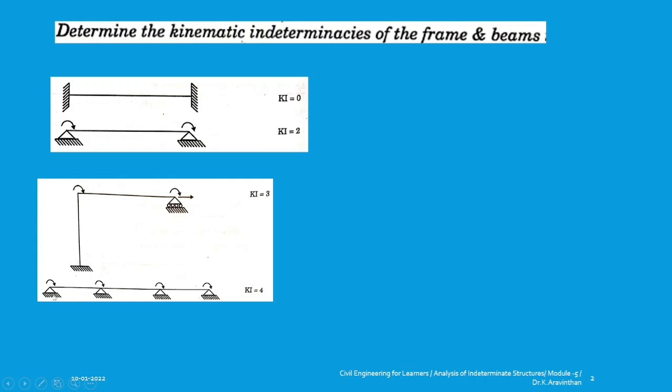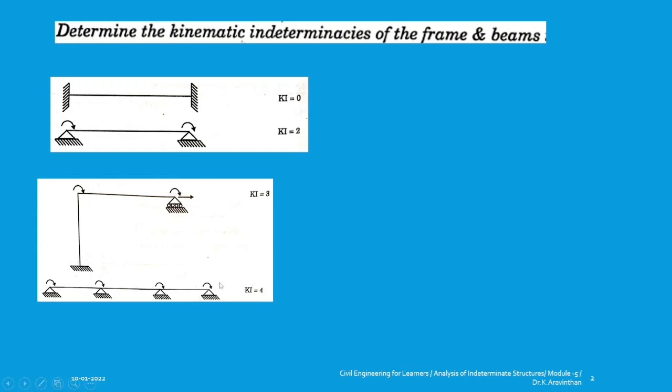You can write according to the formula. You have number of supports which are 1, 2, 3 and 4. So 4 supports, 4 into 3 which will be 12. How many reactions are here? This is a hinged end, hence you have 2 number of reactions. So 2, 4, 6 and 8. So 8 number of reactions are there. So 12 minus 8 will be 4.